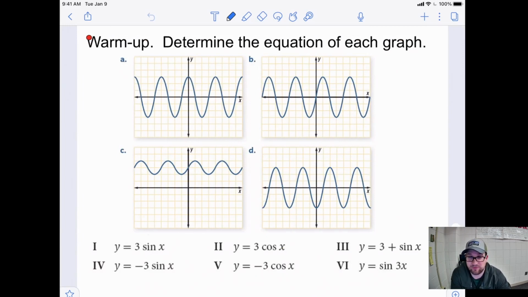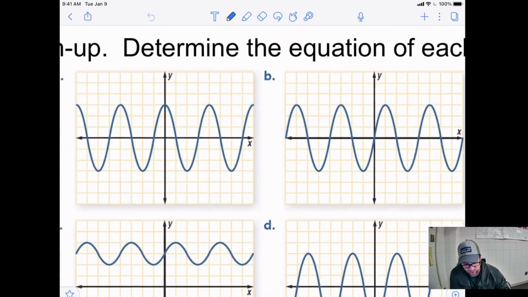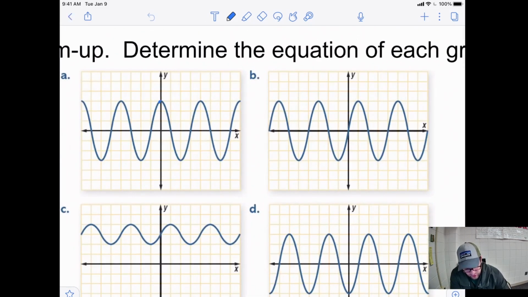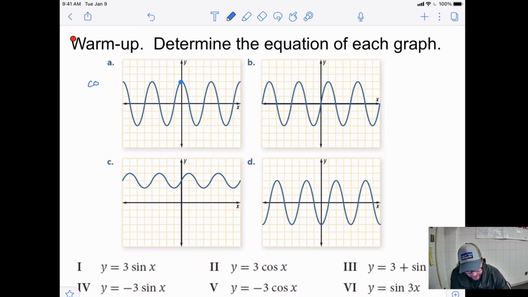Up front, we have four graphs, A, B, C, and D, and we want to determine which equation matches up with them. Now, remember, the biggest way to identify the difference between a sine and a cosine graph is where your graph starts on the midline. Cosine graphs will always start either up in the air or down below your midline. So we know right away that this one will be a cosine, whereas sine graphs always start at the midline. So this would be a sine function. This would also be a sine function, and this would also be a cosine function, right? Because it's starting below. So it's all about where it's starting in regard to the midline.